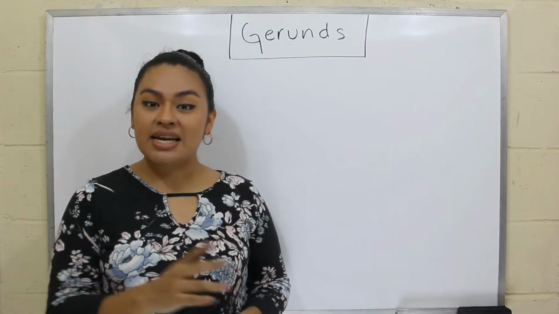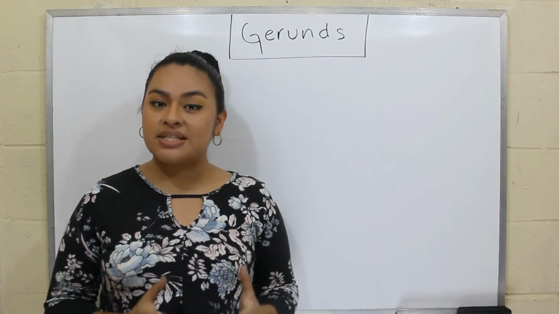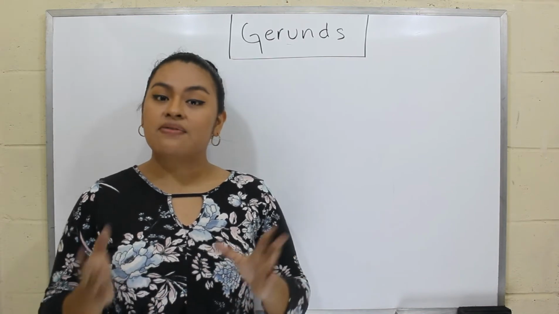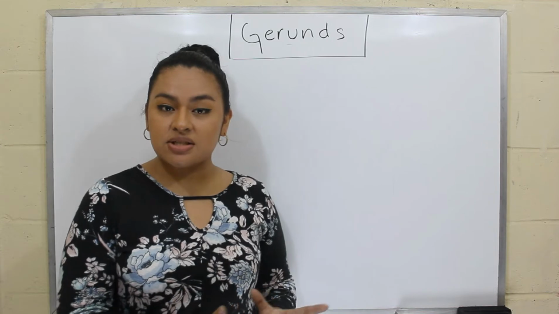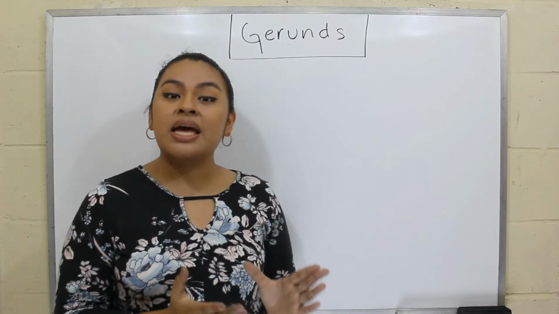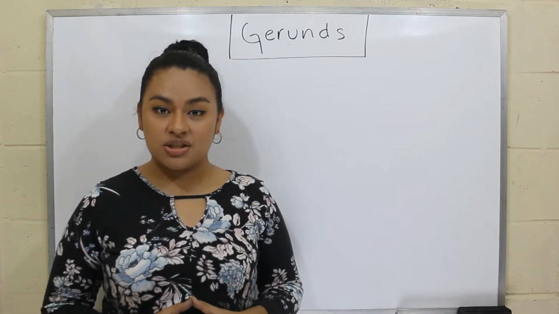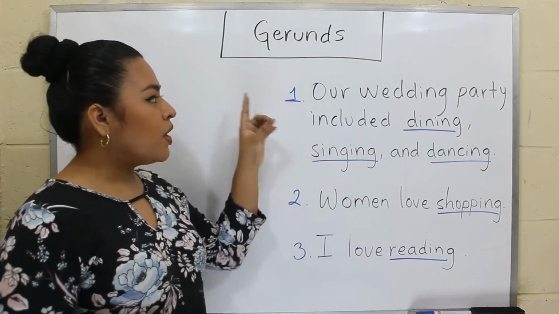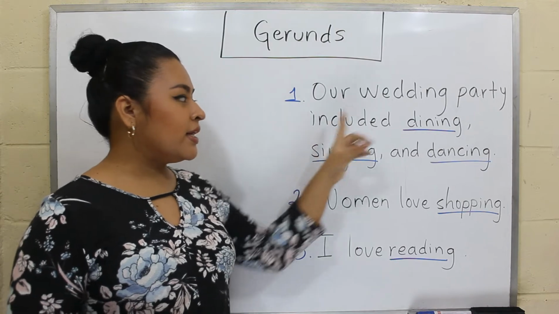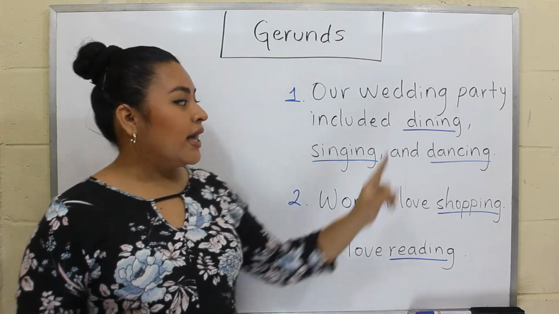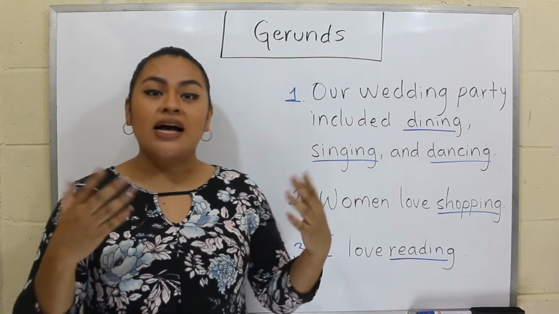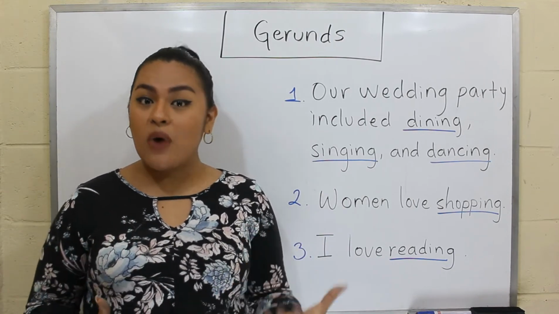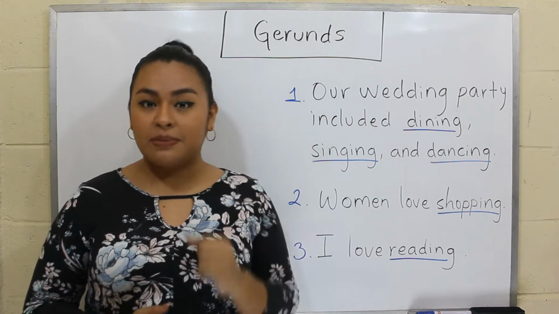As we know, direct objects are the ones that receive the main action, and gerunds are not the exception. They can function as direct objects, so it means that they will be the receiver of the main action. To understand this in a better way, let's see some examples. Our wedding party included dining, singing, and dancing. So, as we know, to find direct objects, we ask the question what or who after the main verb.